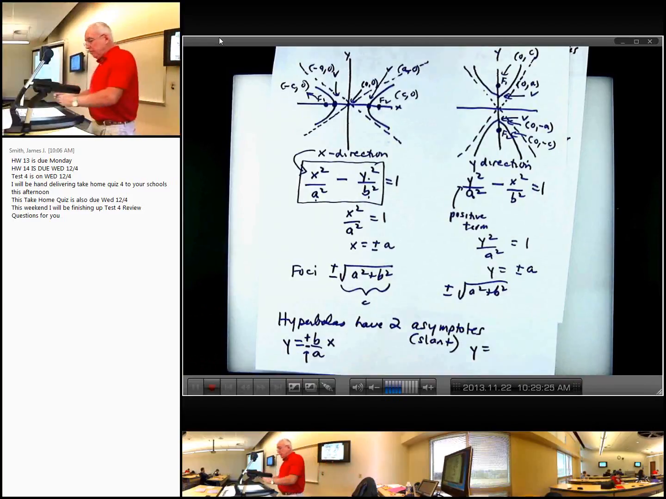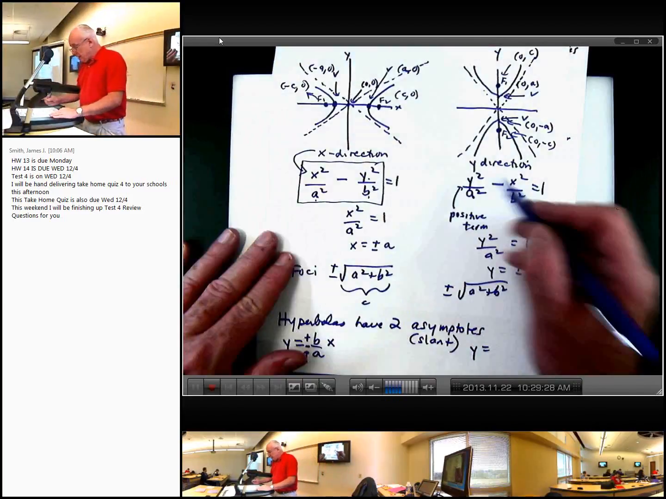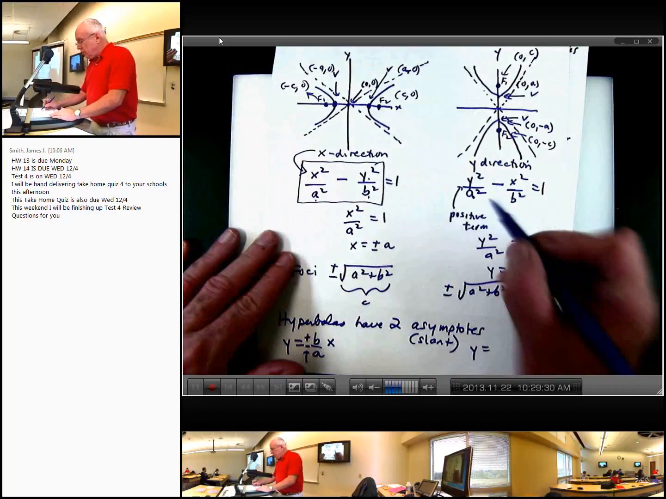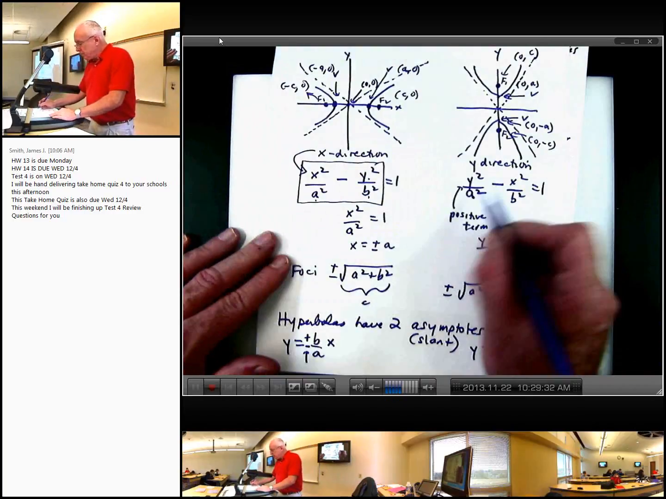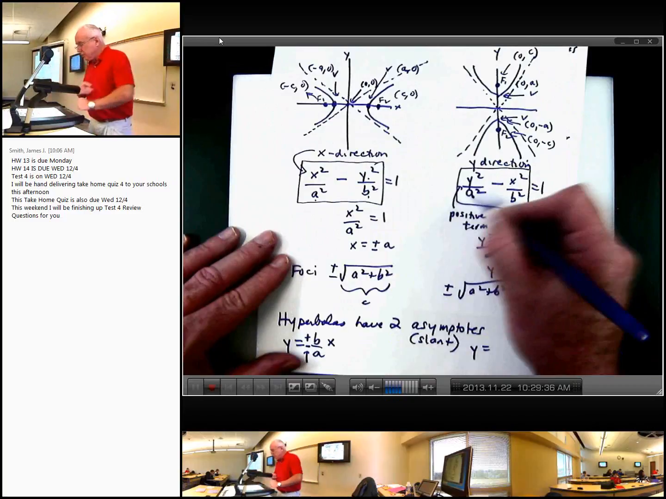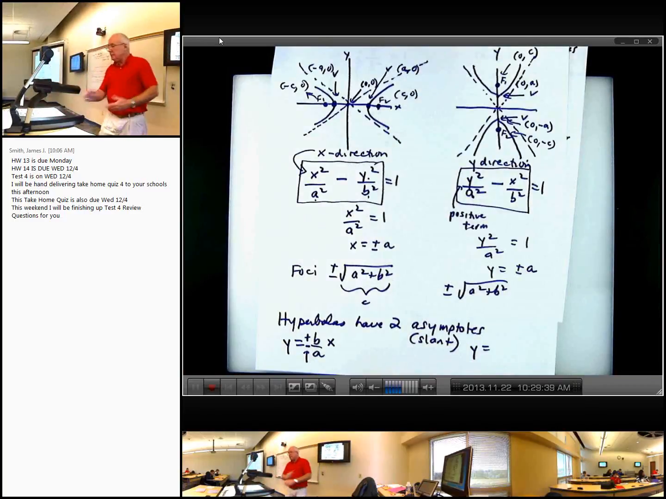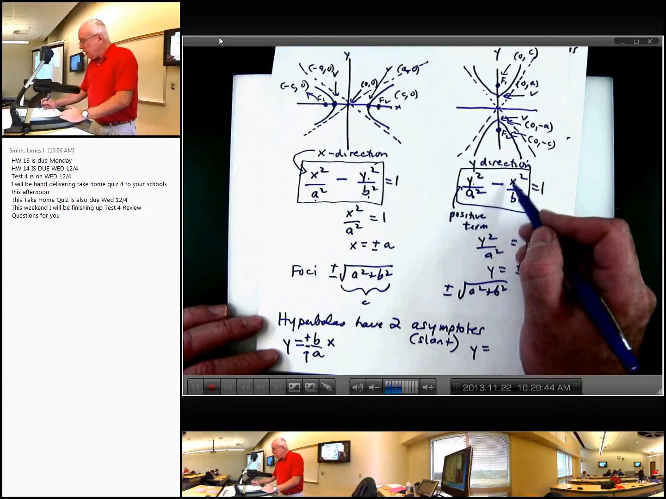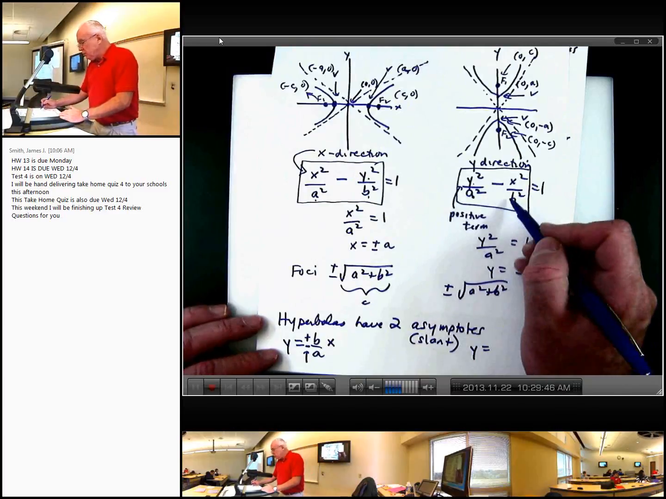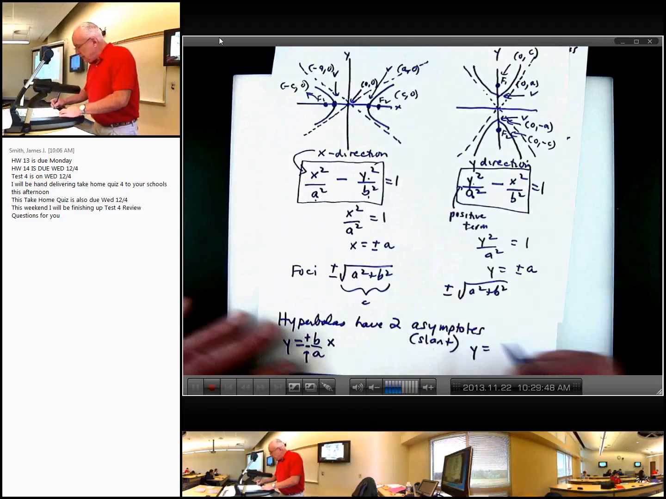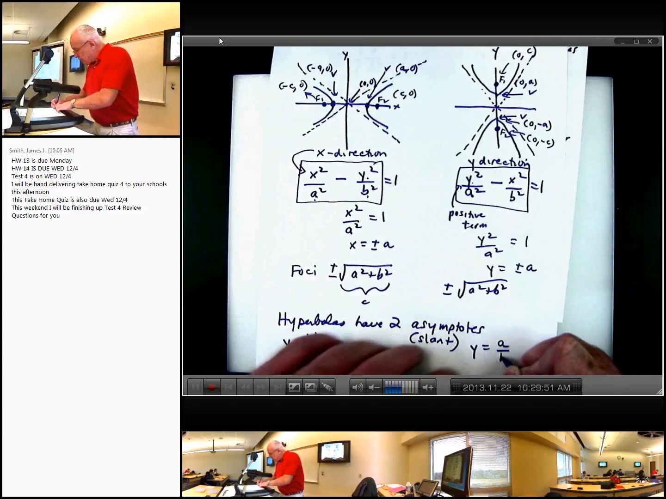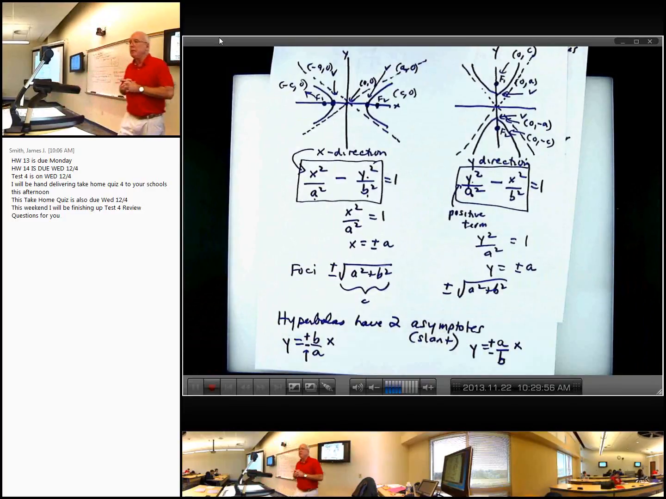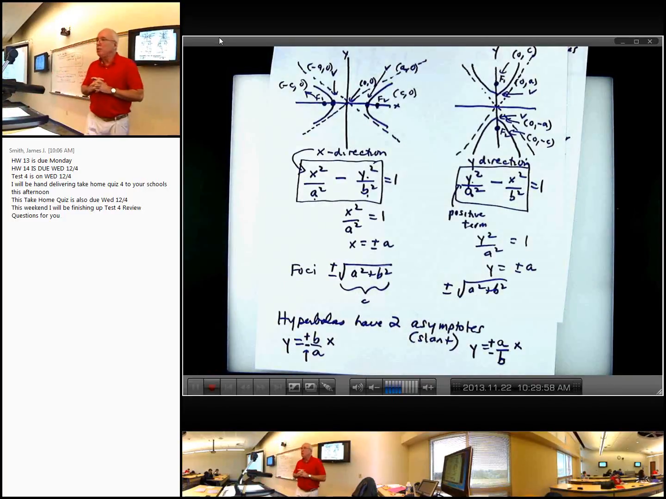And I can do the same thing over here. I know it's going to be y equals something. Here I just multiply both of these sides by what's underneath the y. In that case, it's a squared. I multiply, I get y squared, and I get a squared over b squared. I just do the a's and b's. y is equal to a over b times x, and I do the plus or minus in front of it. That works for me. I don't know if that'll work for you, but it does work.